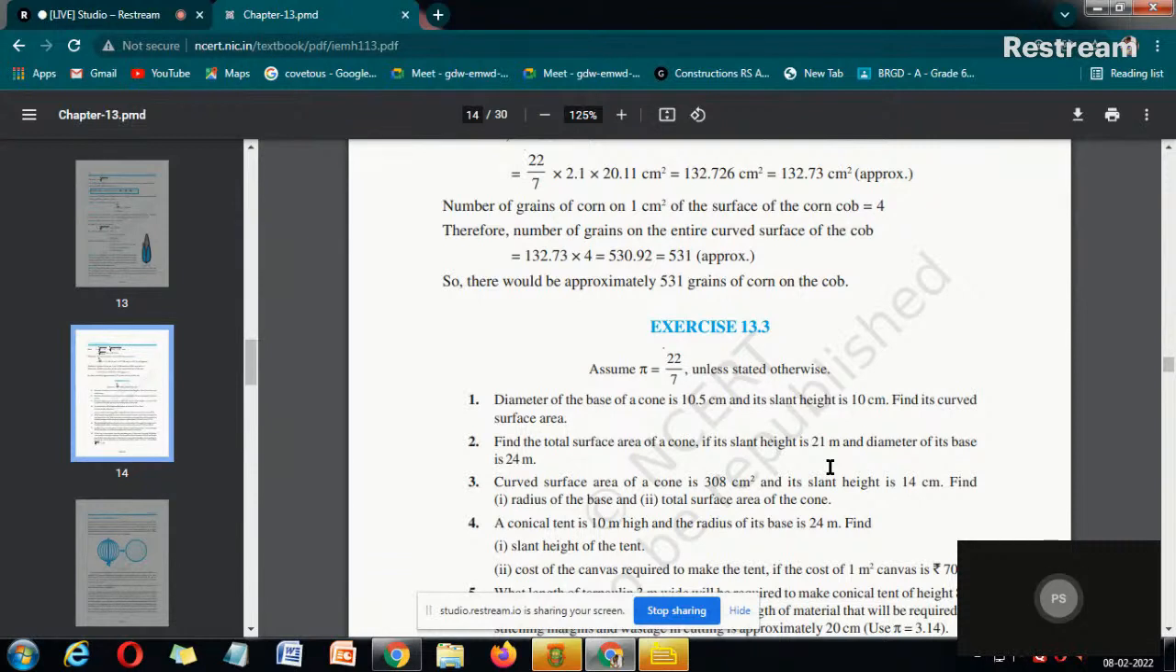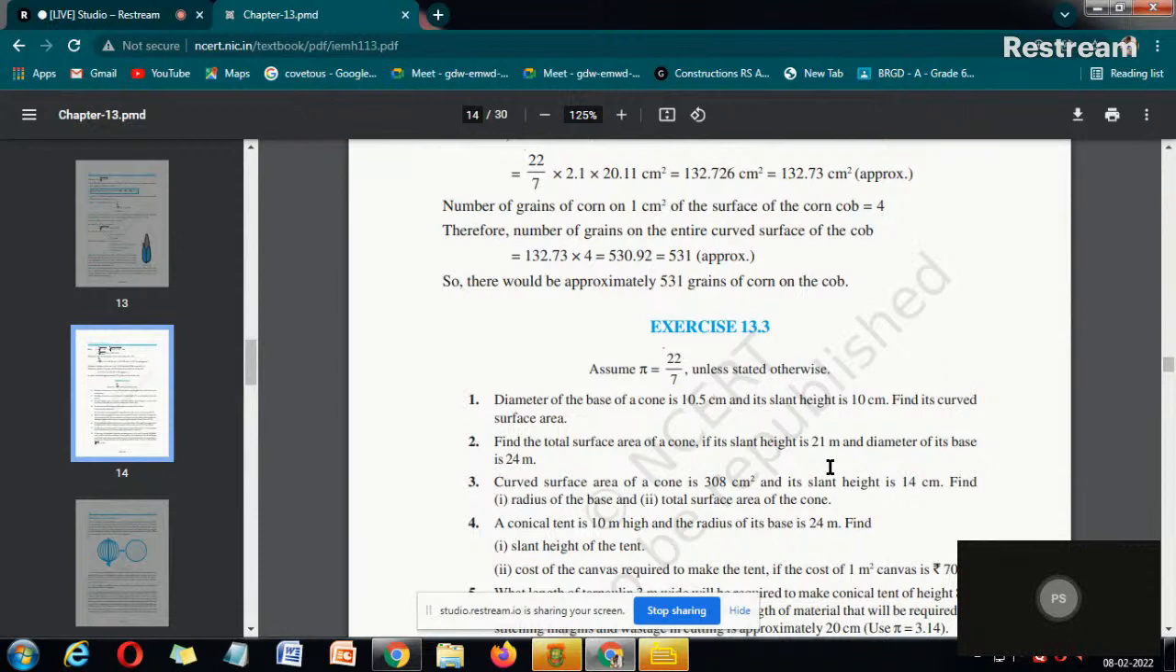So 44 R equals 308. So R equals 308 by 44. So the radius is 7 centimeter or meter, guys? Centimeter. Clear?